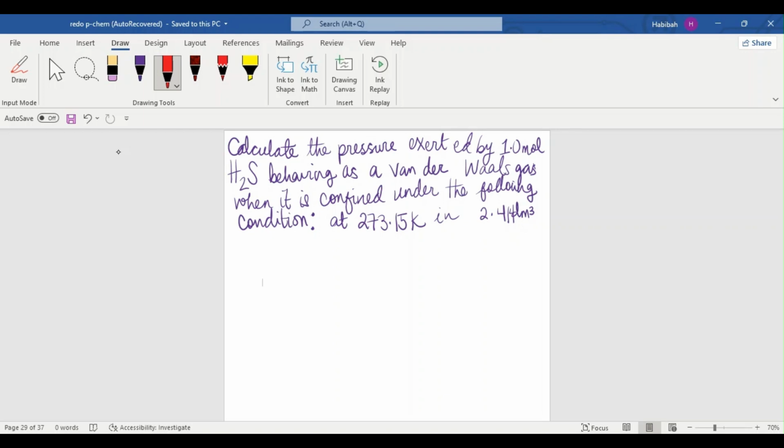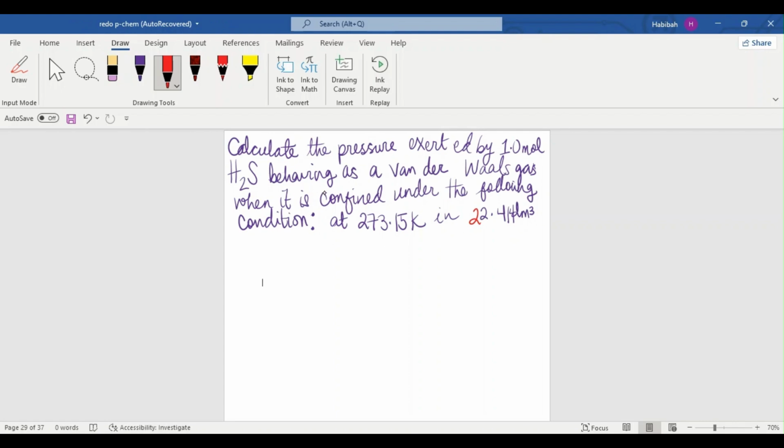So today we're going to be working on the question on the screen that says calculate the pressure exerted by 1.0 mole of H2S behaving as a van der Waals gas when it is confined under the following conditions at 273.15 Kelvin in 22.414 dm cube.